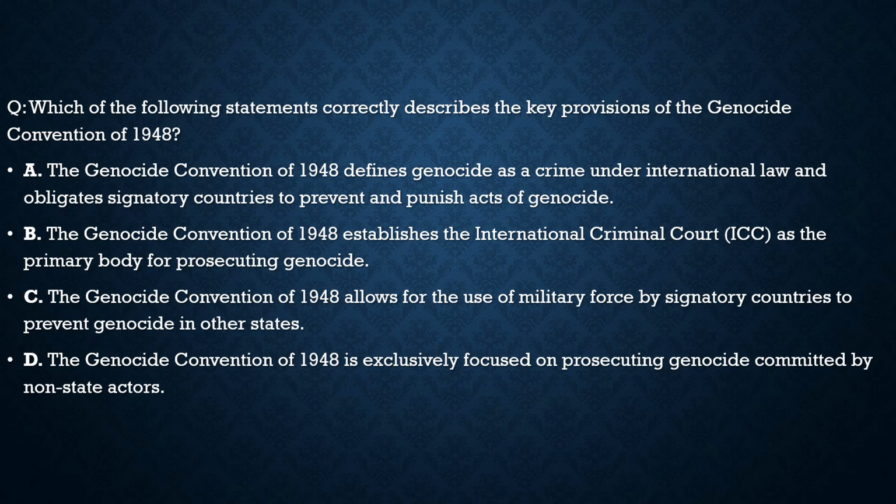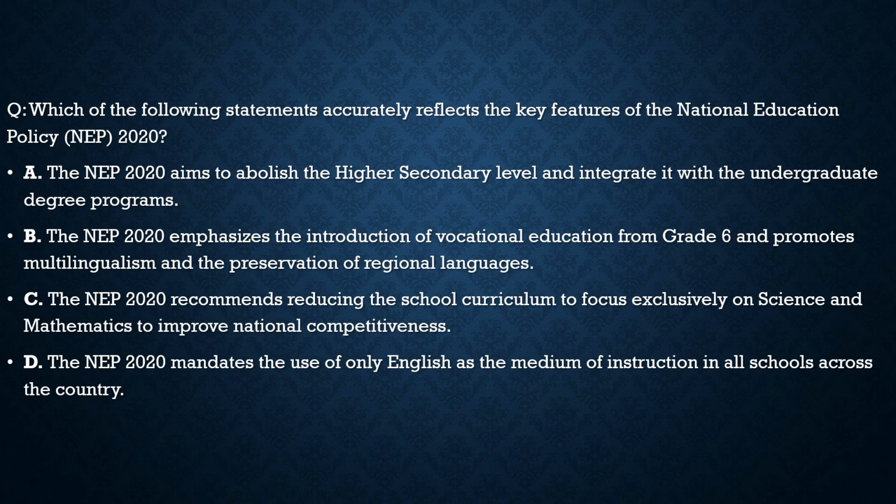Now with this, let's move to another one. It is about which of the following statements accurately reflects the key features of the National Education Policy 2020. Statement A. The National Education Policy 2020 aims to abolish the higher secondary level and integrate it with the undergraduate degree programs. No, it does not aim to abolish the higher secondary level. So statement A is totally incorrect.